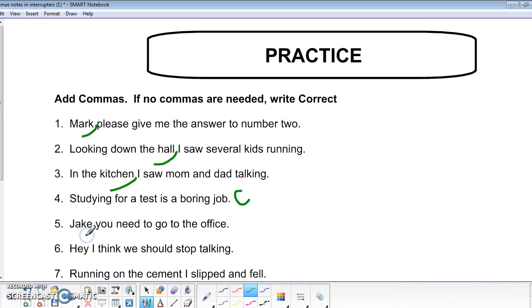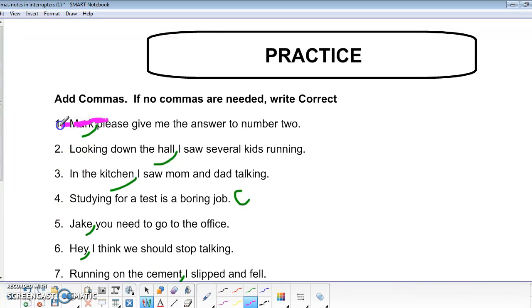"Jake, you need to go to the office." Put a comma. "Hey, I think we should stop talking." Comma. "Running on the cement, I slipped and fell." Put a comma here.